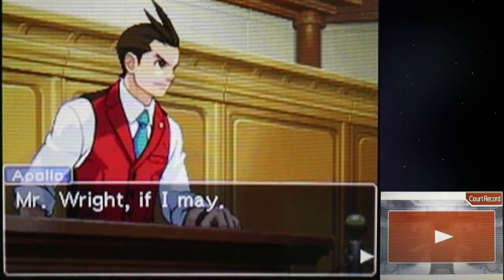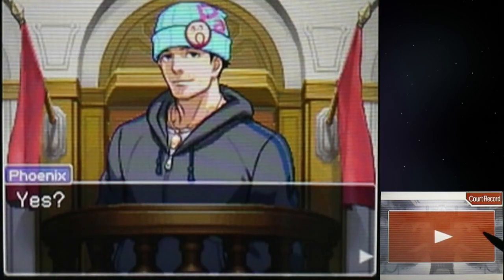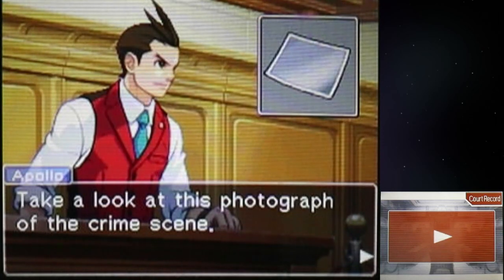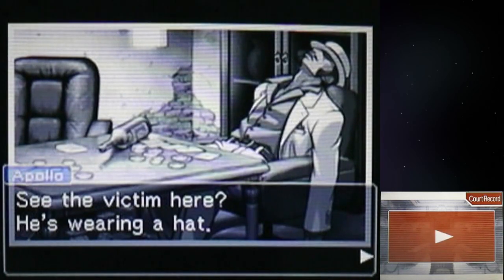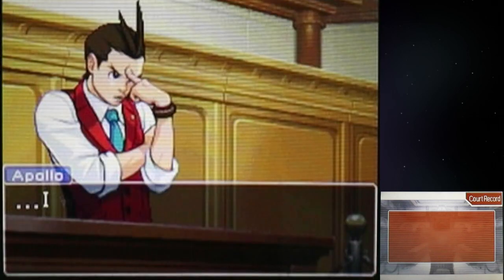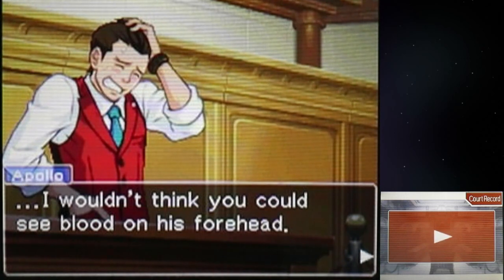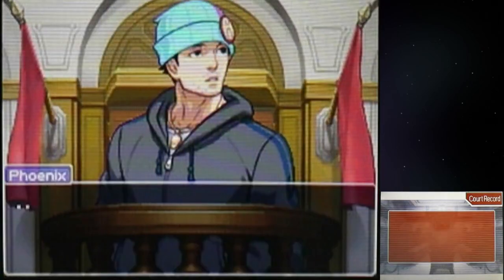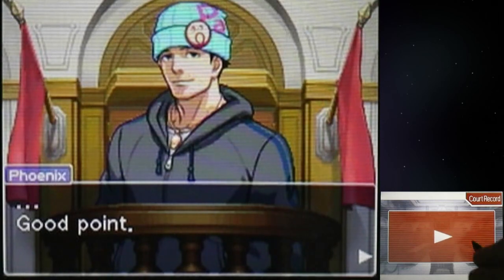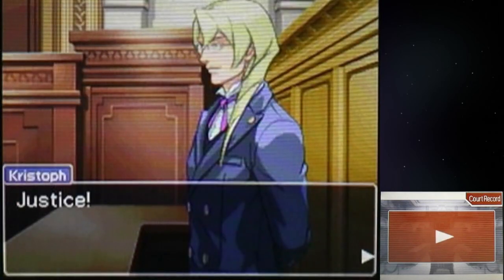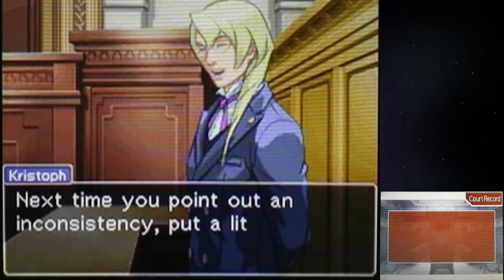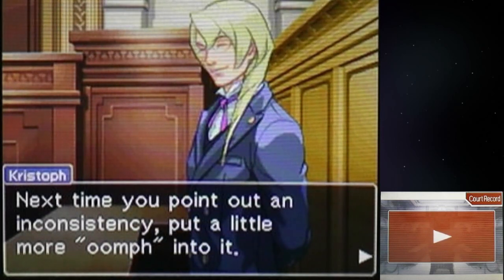Objection! Oh, it does. Mr. Wright, if I may. Yes? Take a look at this photograph of the crime scene. See the victim here? He's wearing a hat. I wouldn't think you could see blood on his forehead. Good point. Justice. Next time you point out an inconsistency, put a little more oomph into it.